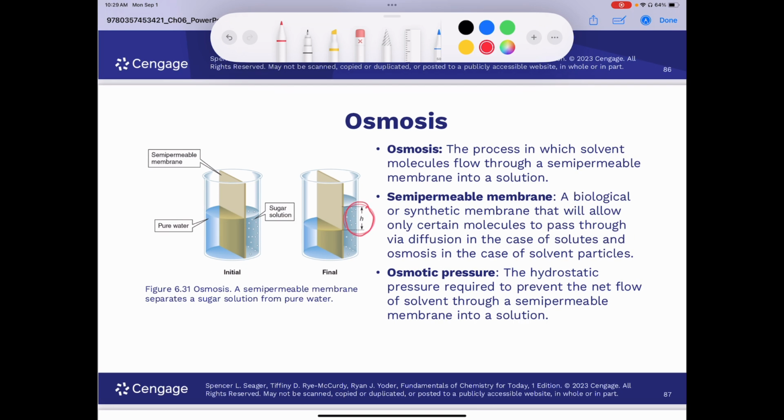The movement of water creates a difference in the liquid levels, a difference in height that you see here, which causes a hydrostatic pressure against the membrane. This pressure increases until it becomes high enough to balance the tendency for net water flow through the membrane into the sugar solution. From that time on, the flow of water in both directions through the membrane is equal, and the volume of liquid on each side of the membrane no longer changes.